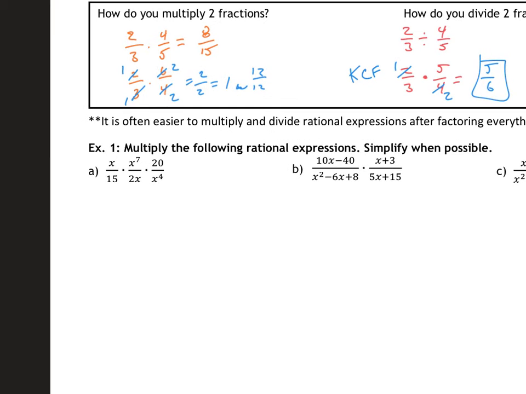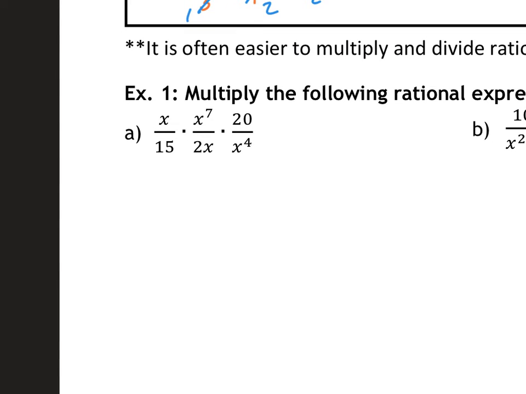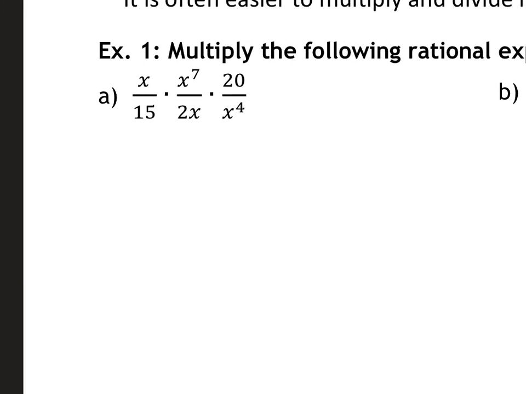All right, so here multiplying, I did put the star, I forgot about this. So it's often easier to multiply and divide rational expressions after factoring. So try to factor everything best you can first, and then we're good to go. So here, kind of looking at what I got, a bunch of little monomials. We're going to try to cancel a bunch of things here.